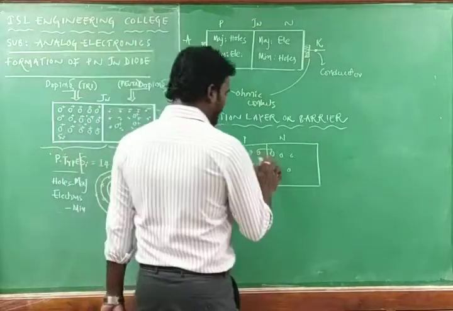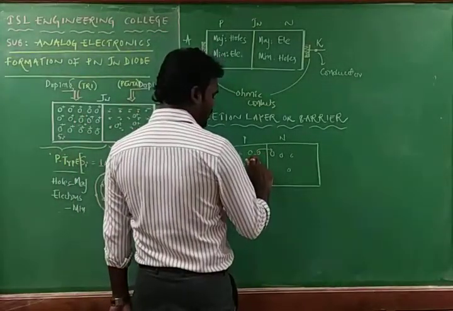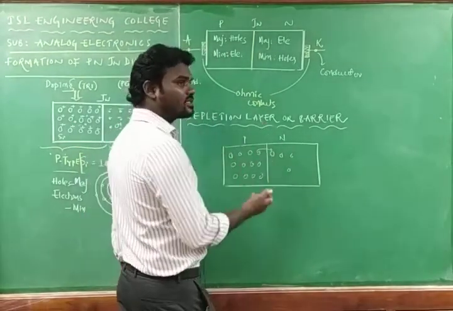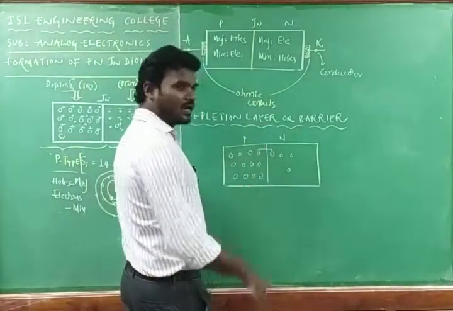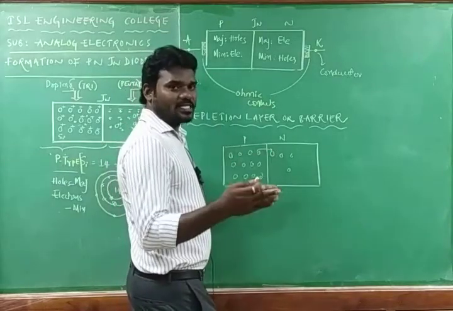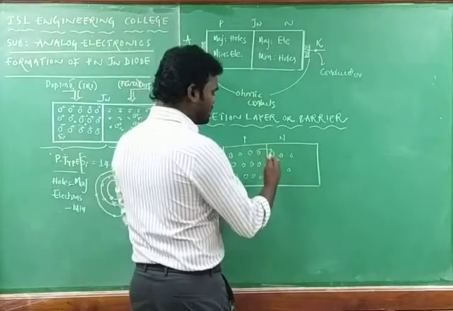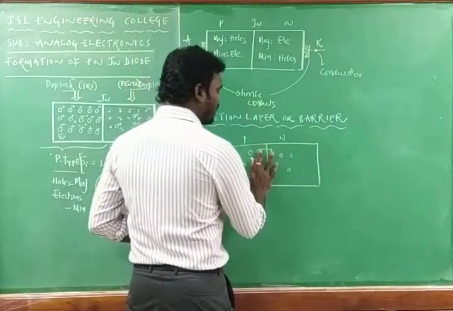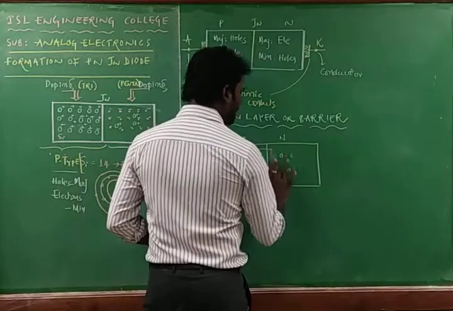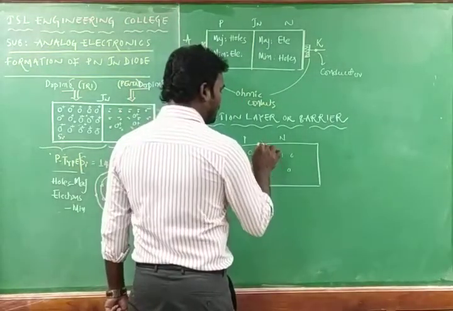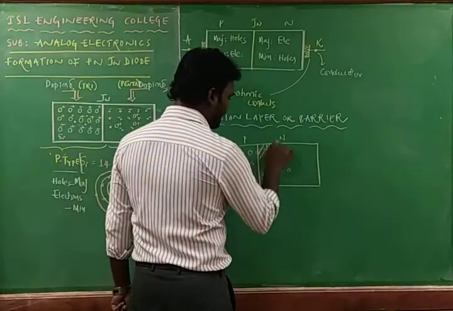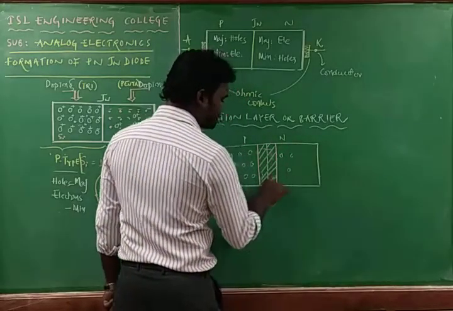So here, this hole is moving towards here and this electron is coming here, so there is electron and hole recombination, such that they form one depletion layer across the junction on both sides, which is going to stop the further flow of electrons from one side to another side, and the further flow of holes from one side to another side. That region, that layer, is named the depletion layer.